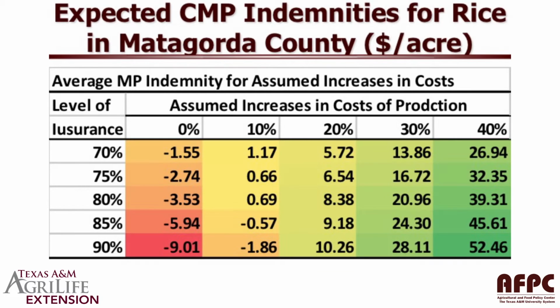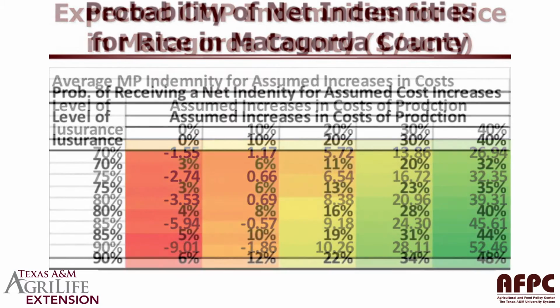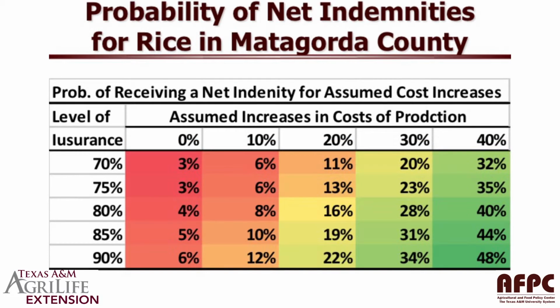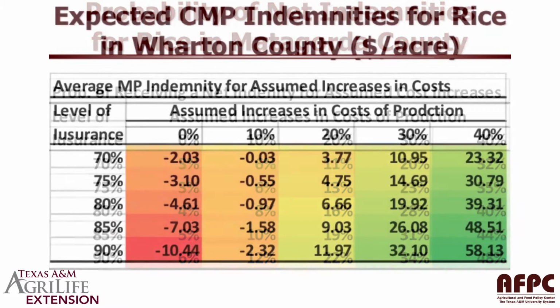If we look at the next slide here in Matagorda County, we get very similar results to what we had for the previous Colorado County, and we can move on from there. The probabilities of receiving a positive net indemnity is the next slide here from Matagorda County. It ranges from 3 to 6% under the zero change in cost of production. If we assumed a 10%, it would go from 6% up to 12%. Let's move now to Wharton County.